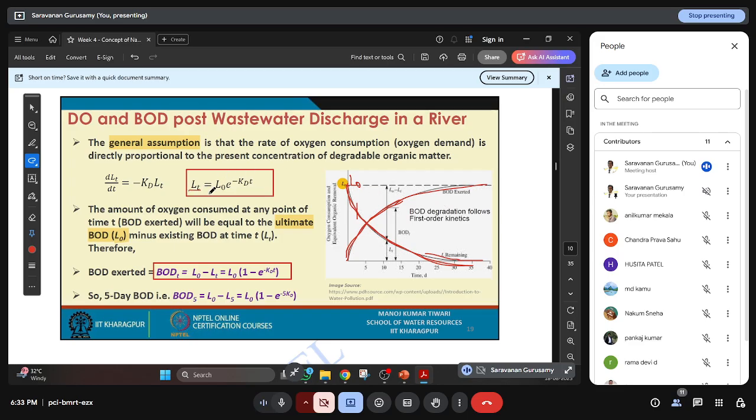That's the equation: Lt equals L0 into e power minus kt, where Lt is how much BOD is remaining. How much is exerted is L0 minus Lt. That is the BOD exerted formula: L0 into 1 minus e power minus kt. So only two formulas you need to remember.